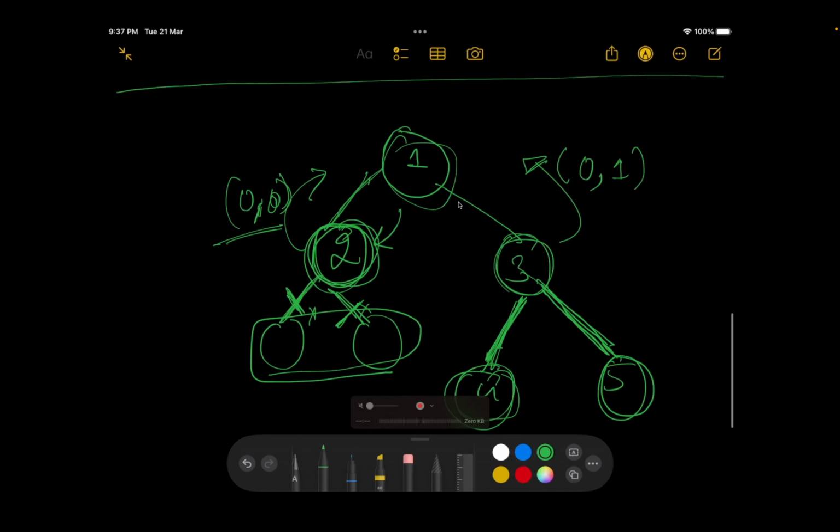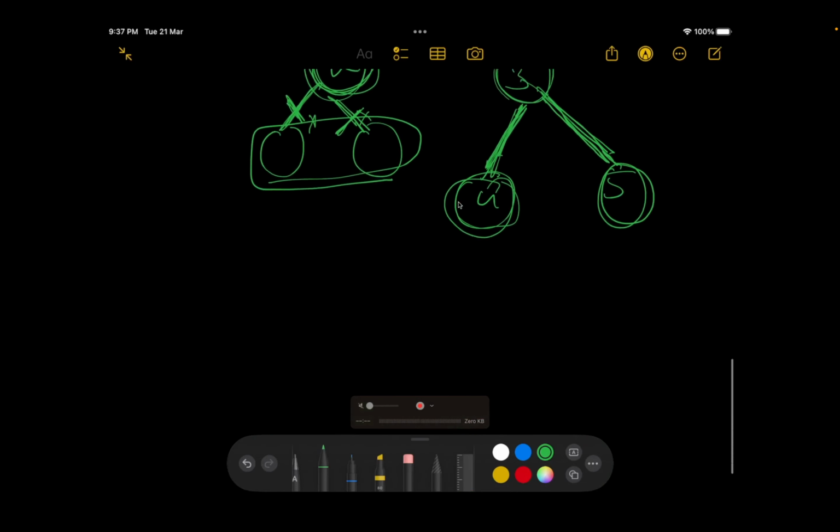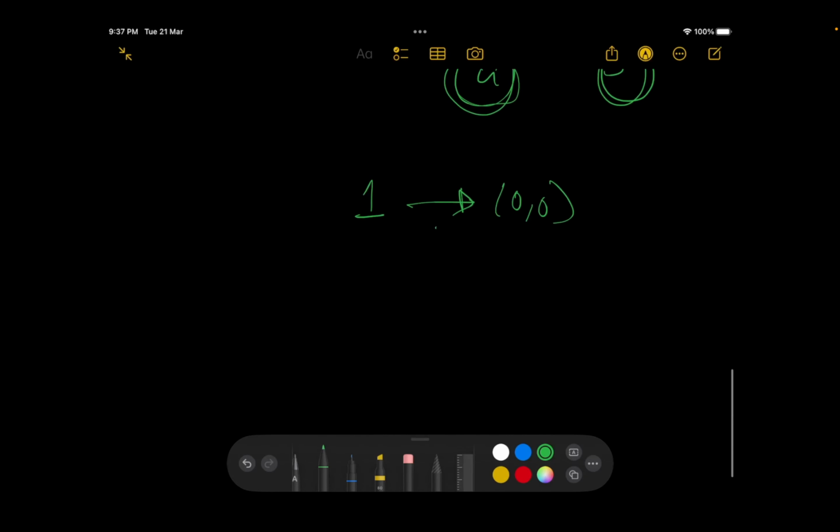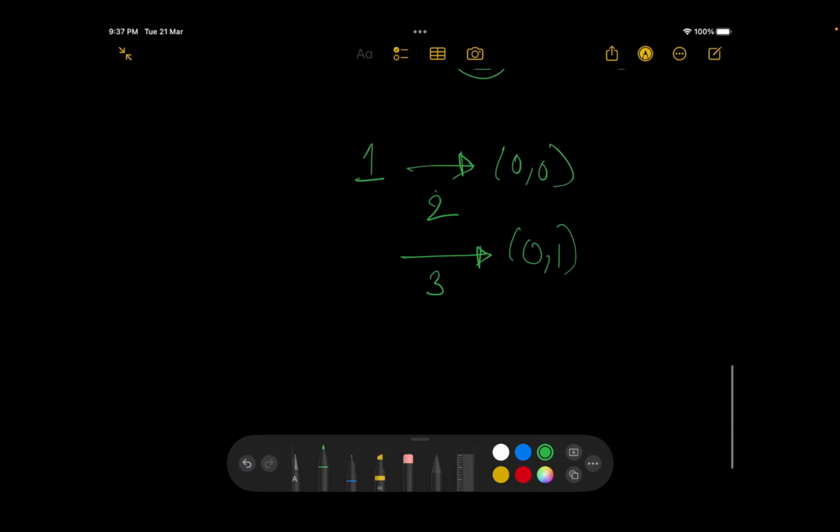Okay, cool. So these are the two values that I'm going to get. One would say that okay, I got two values. One got a value 0 0 from its left child, child 2, and it got a value 0 1 from its other child, child 3.